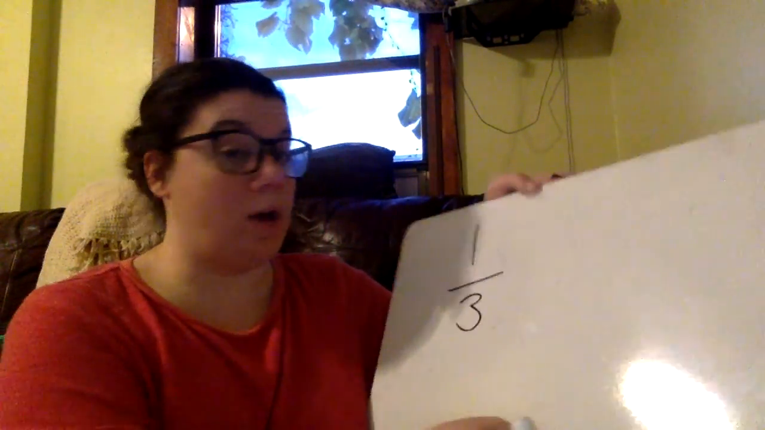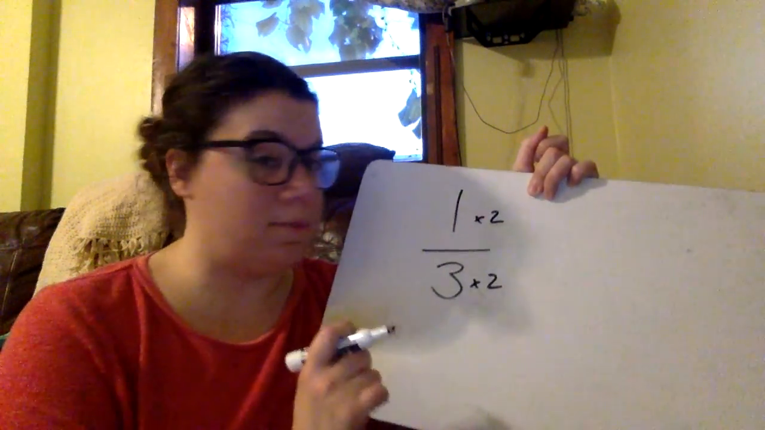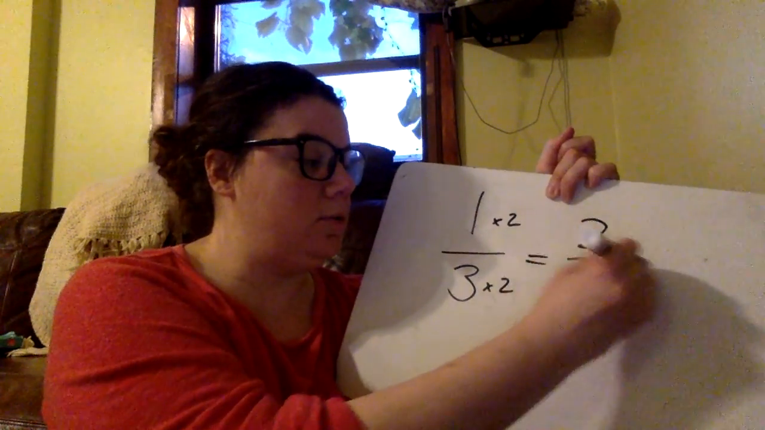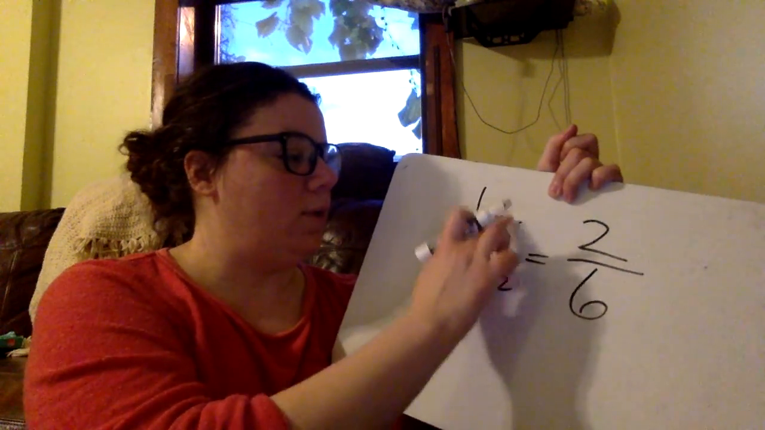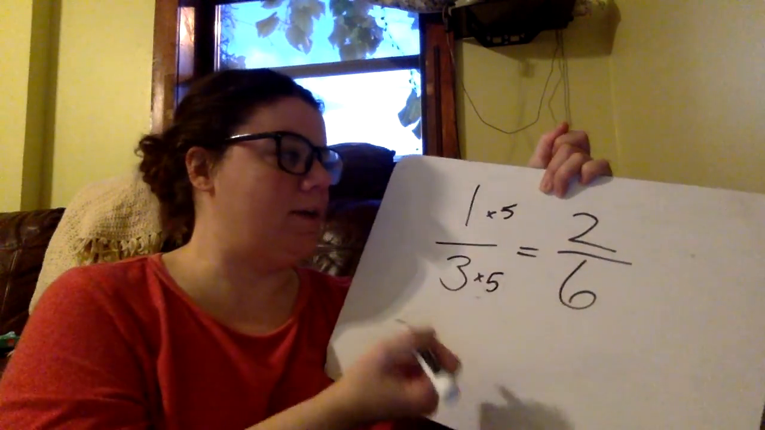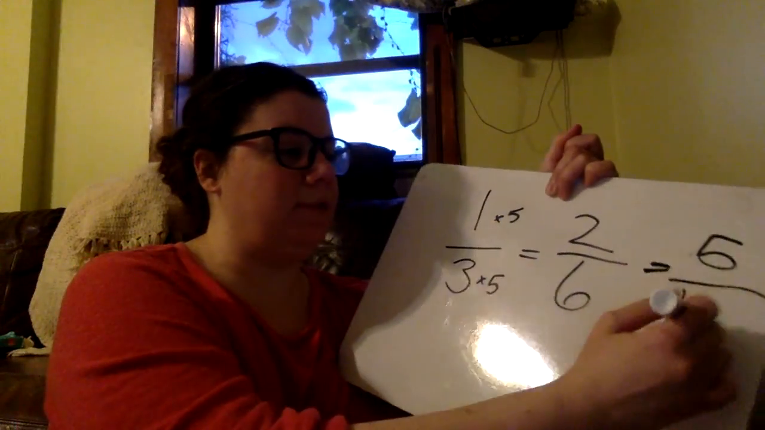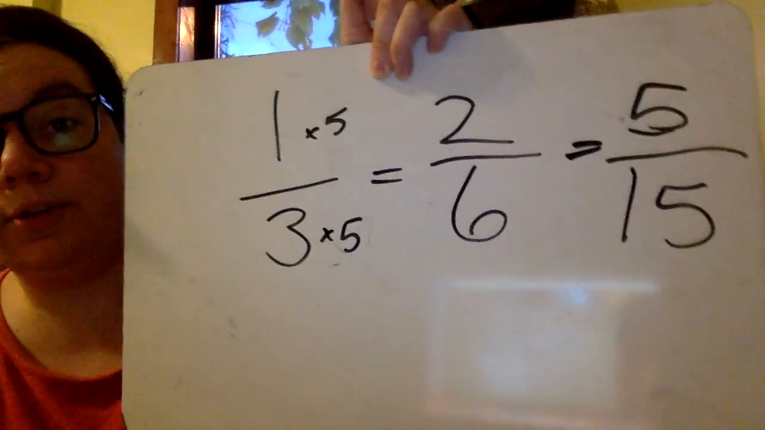Same thing if we do our thirds. If we have 1/3 and we want to find an equivalent fraction, we can multiply both our numerator and our denominator by 2. 1 times 2 is 2. 3 times 2 is 6. If we want to find an equivalent fraction of it, multiply them both by 5. We can do that. 1 times 5 is 5. 3 times 5 is 15. Those are all equivalent fractions.